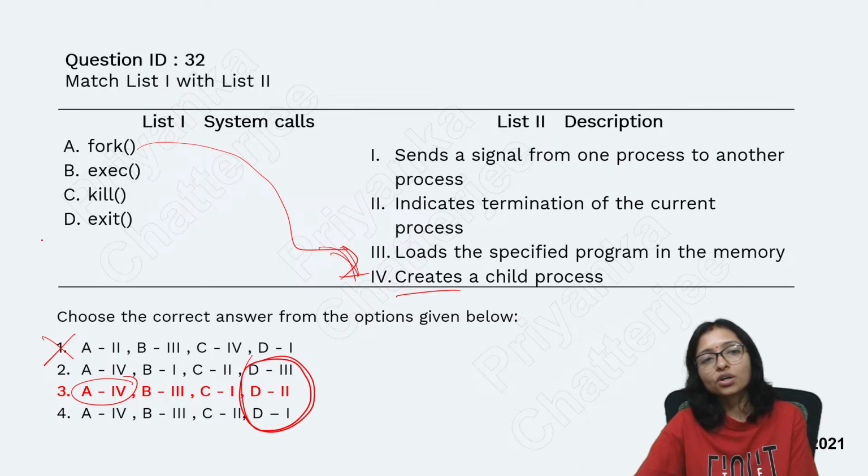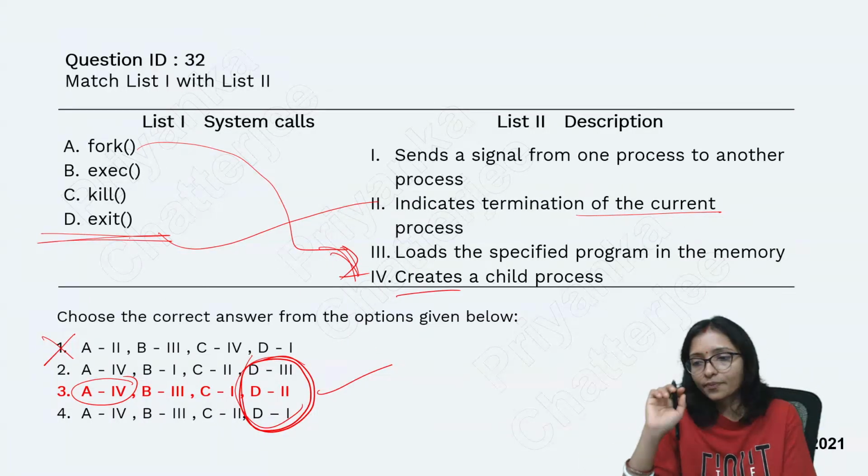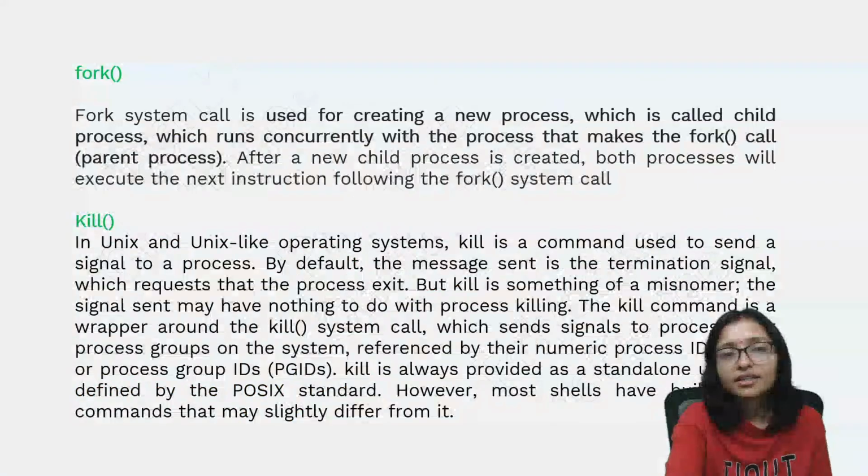Now if you focus on D, that is exit. So exit indicates the terminate of current process. By doing this D, you can quickly choose the answer. Always think that where I should focus to get my answer. That will be the quick way.